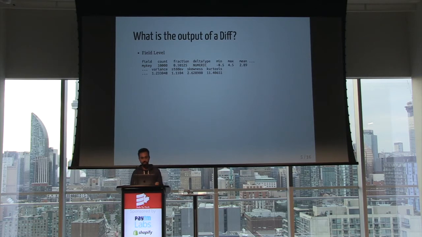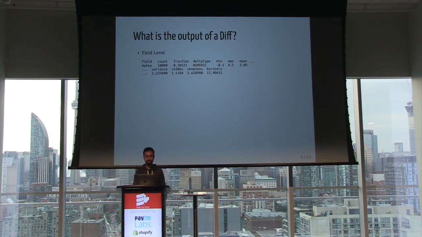This is what it looks like on a field level. So this is another piece of output that it produces, and this is basically across a single field for the entire data set. What was the difference? So if we have a field called myKey, and we encountered this field 10,000 times, 50.125% of them were the same. These numbers are completely made up, by the way, so if they don't make sense, I'm sorry.